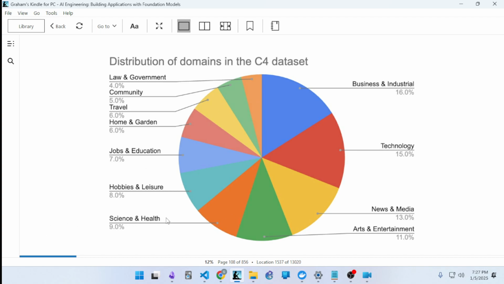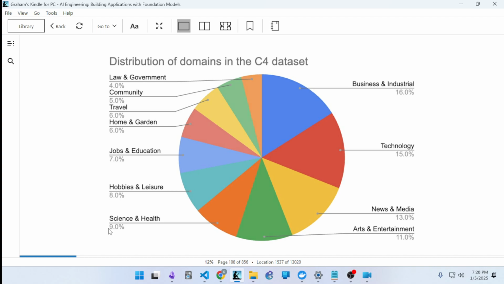So we see science and health, that's a good one, but 9%, that's pretty bad. I'm not sure how much I like that, but I'm sure I can think of a domain that you would want on here that isn't. So law and government, community, travel, home and garden, jobs and education, hobbies and leisure, science and health, business, industrial, technology, news and media, arts and entertainment. So law and government is on there. That might be like politics. That's a big one that's missing, but it's covered under probably government. I guess I can't really think of any that are missing.